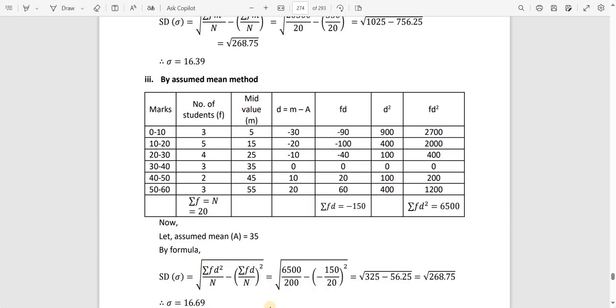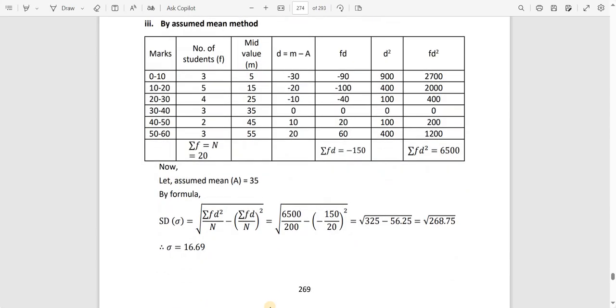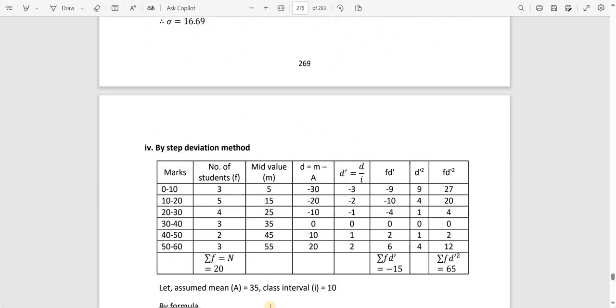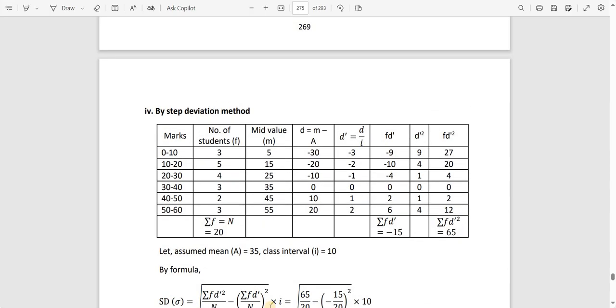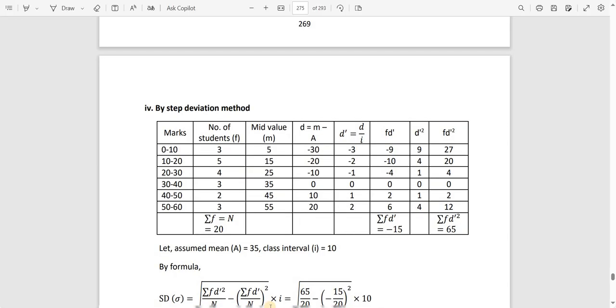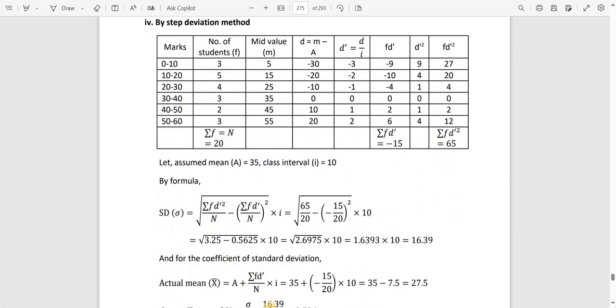For the assumed mean, we assume some data, like 35, and solve the problem. Again we assume here, but we find D by i, where i is the class interval. What is the class interval? It is 10, so we take 10.